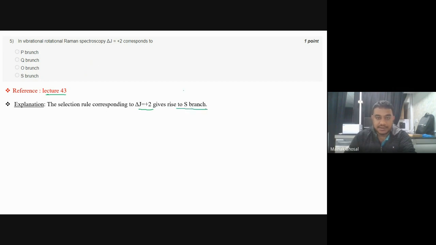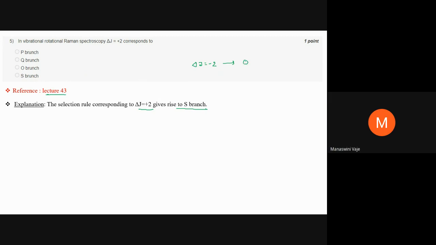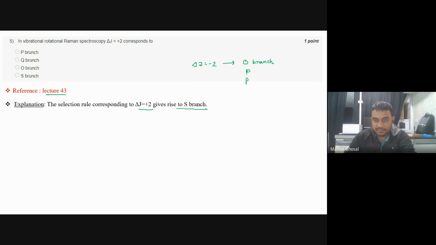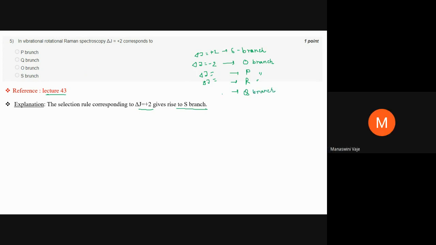Exactly, you are right. And delta J equals minus 2, which will be that? O branch. Then what about P and R branch? This is S branch, right? And another branch is left. Two branches. Delta J equal to 0. P and R.